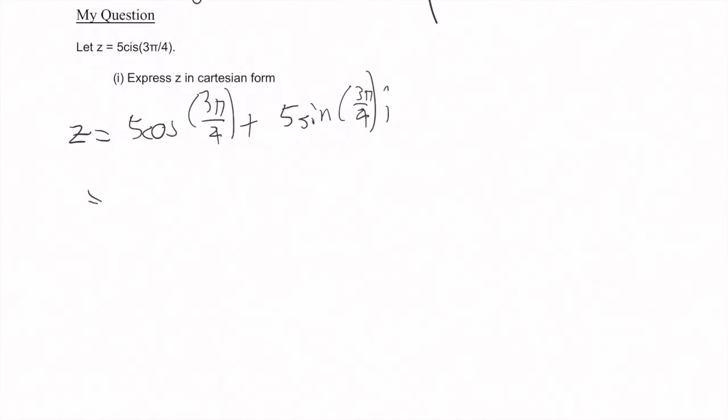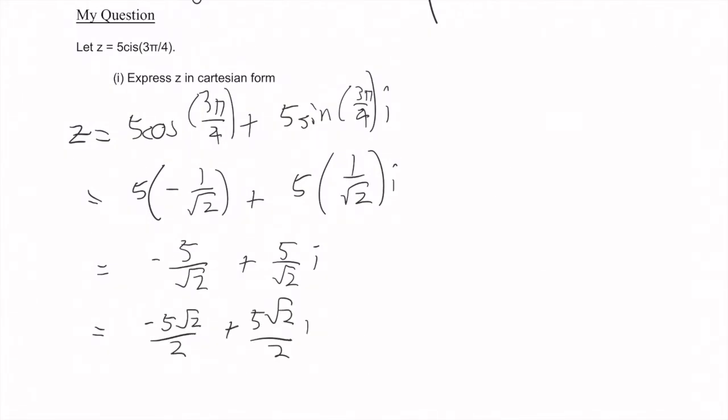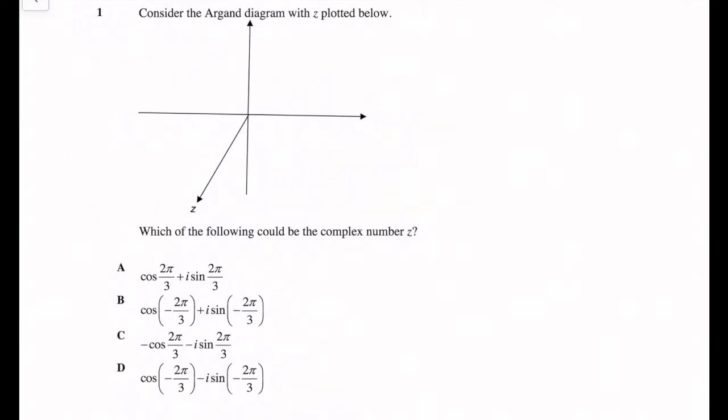Now we are converting from the polar form to the Cartesian. So we have z is equal to 5 cos of 3 pi on 4 plus 5 sine of 3 pi on 4 i. And we will just evaluate these, and this will give us 5 times negative 1 on root 2 plus 5 times 1 on root 2 i, which is equal to negative 5 on root 2 plus 5 on root 2 i. Now we can rationalize the denominator to get negative 5 root 2 on 2 plus 5 root 2 on 2 i.